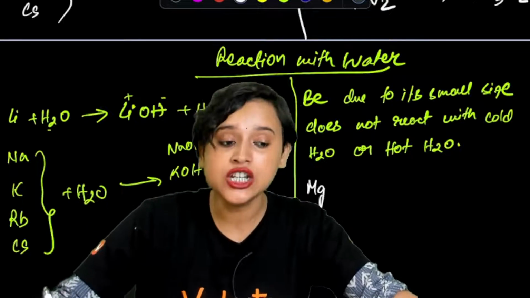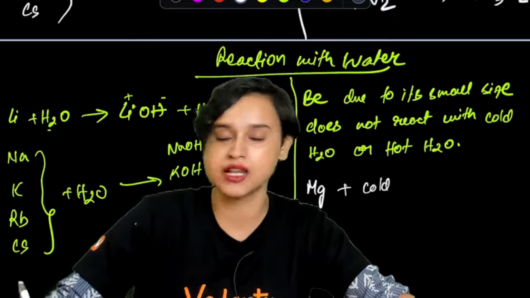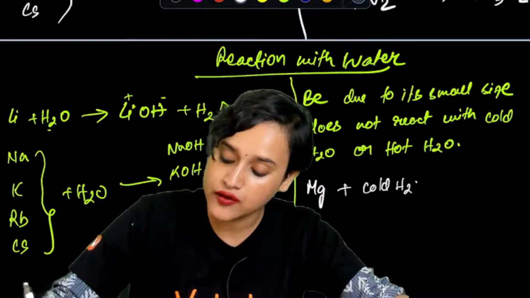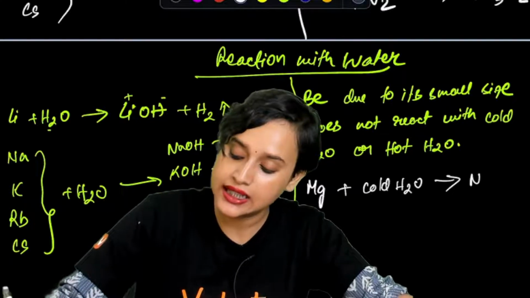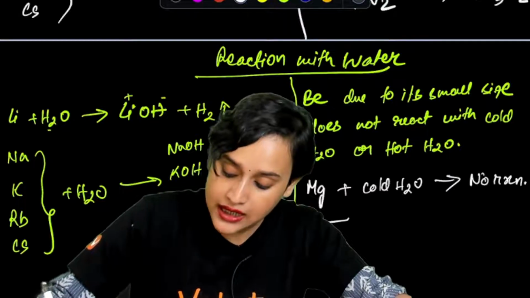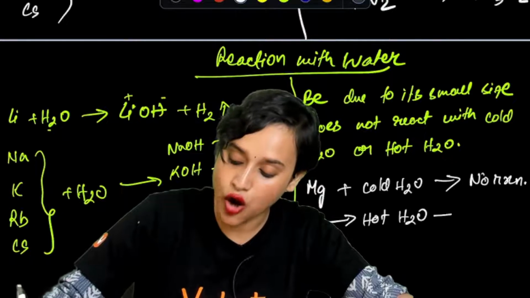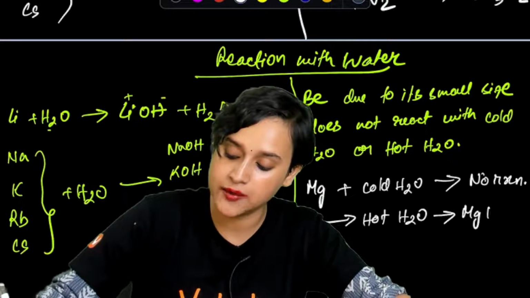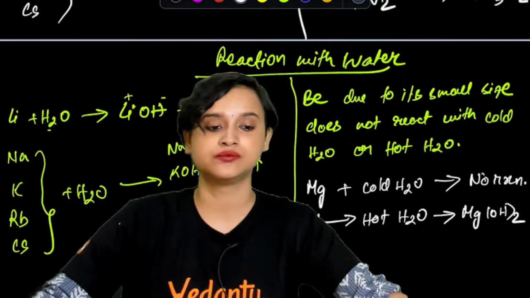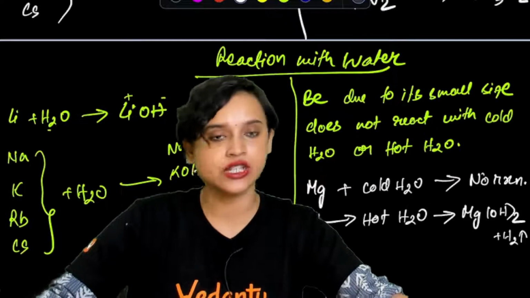Moving on, magnesium. When magnesium is made to react with cold H2O, you will see that there is no reaction. But magnesium does react with hot water, and it forms Mg(OH)2 plus obviously hydrogen gas.